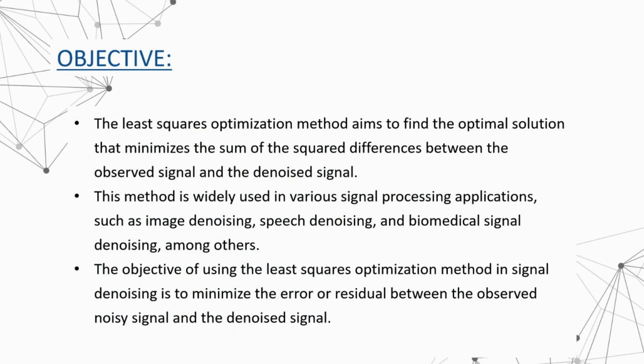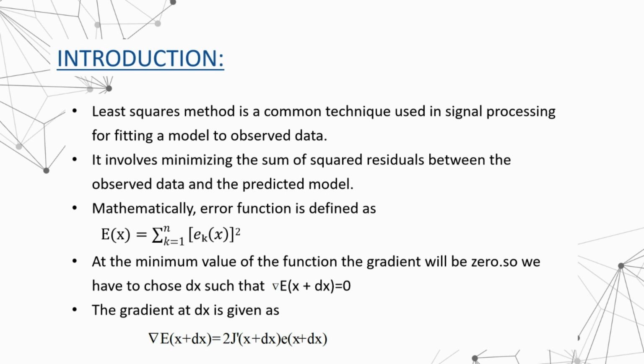And by using the power of Python programming, I implemented the least square method to iteratively estimate the parameters of the sinusoidal signal and denoise it. This method is widely used in various signal processing applications such as image denoising, speech denoising, and biomedical signal denoising. Now, let me first explain what is meant by least square method.